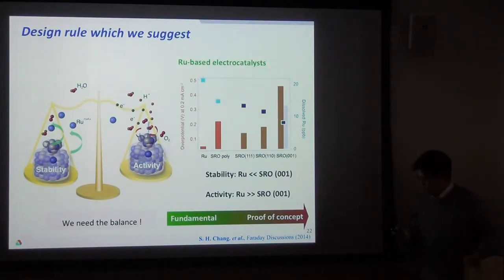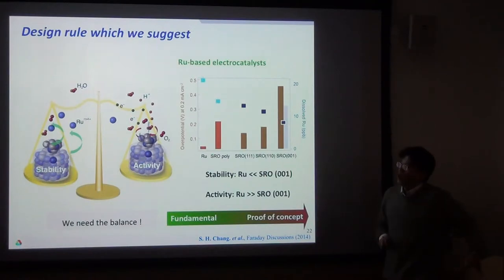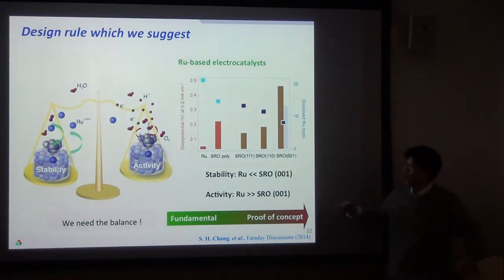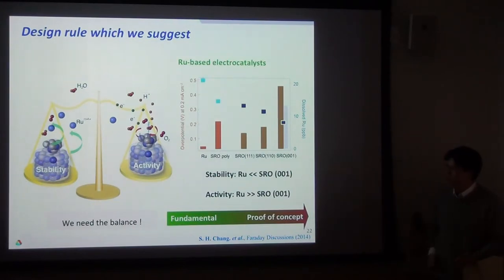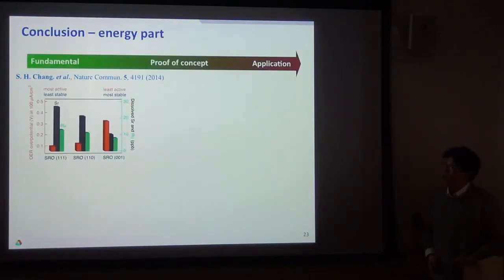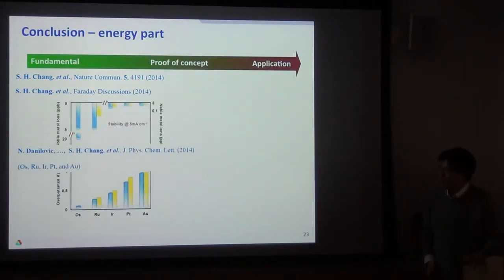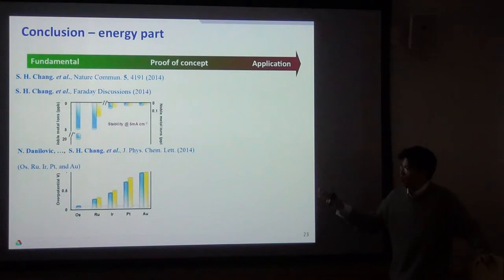So we suggest this design rule: we have to compromise between stability and activity. We verified it by using a different material, from ruthenate to strontium iridate, and we published in Nature Communications. After that, we verified with different elements, from osmium to iridium to platinum and gold. Our design rule is the same for all the materials.